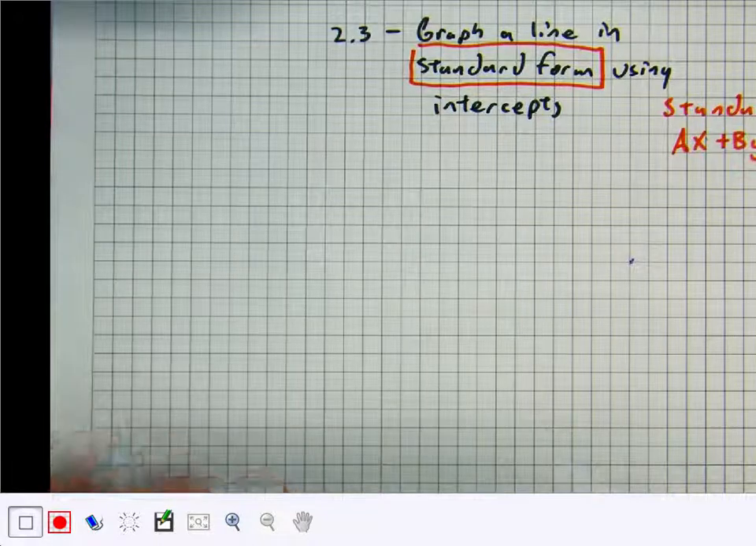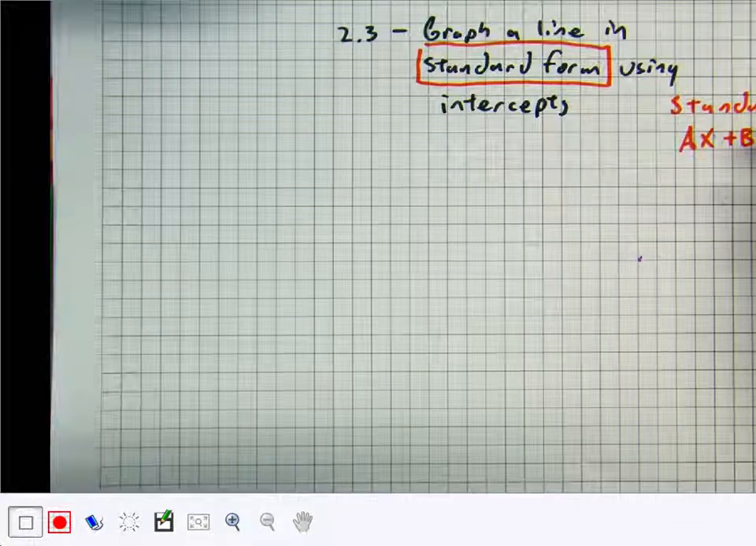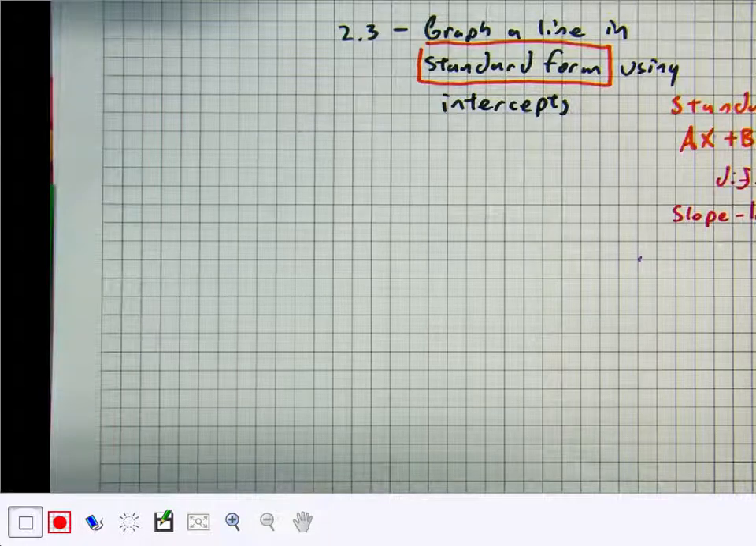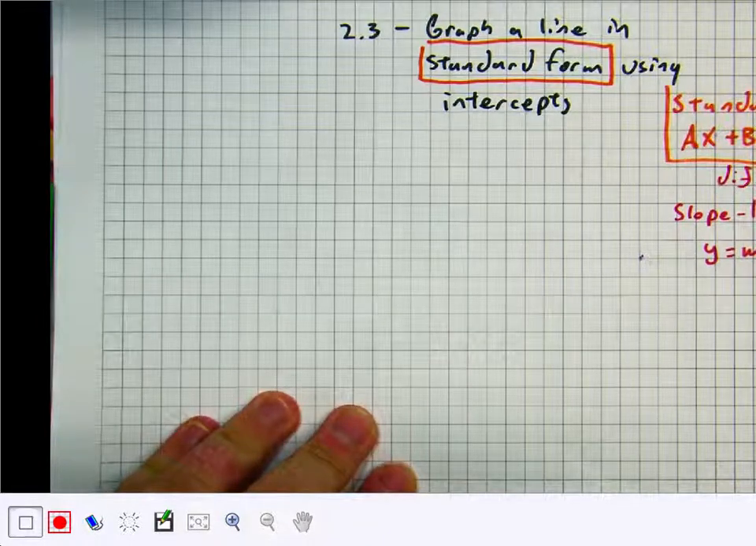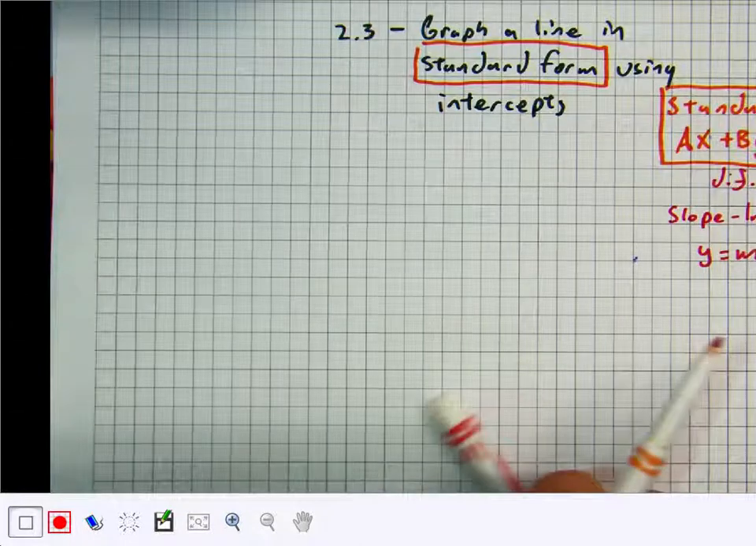Okay? This is different than the form that we're used to, right? The form that we're used to is slope-intercept form, which is y equals mx plus b, okay? And we'll do that one in red. And so what we normally do if we got an equation that looked like this is we would try to get it into slope-intercept form, and then we'd graph it from there.